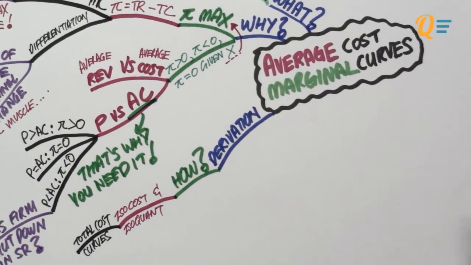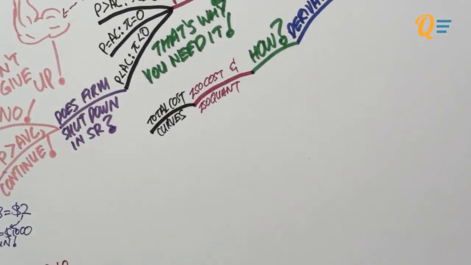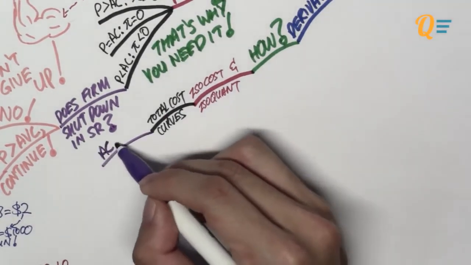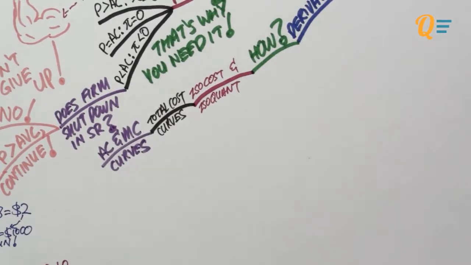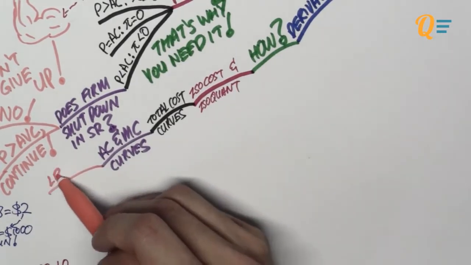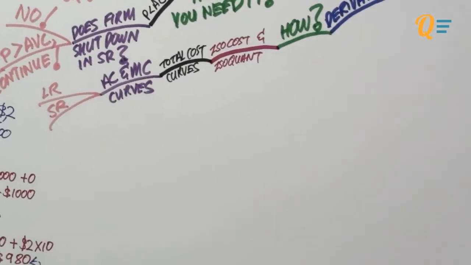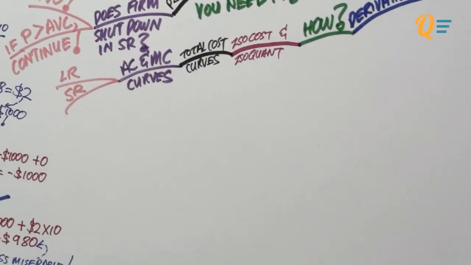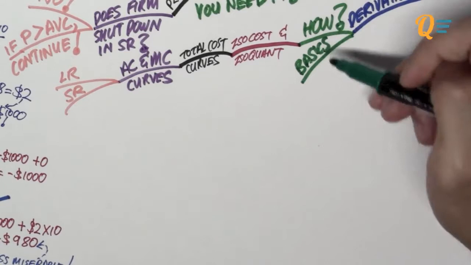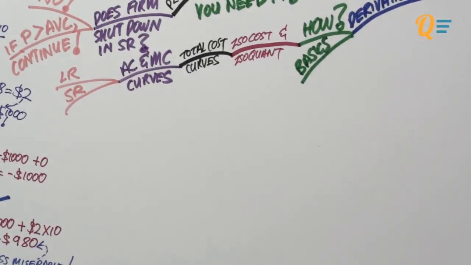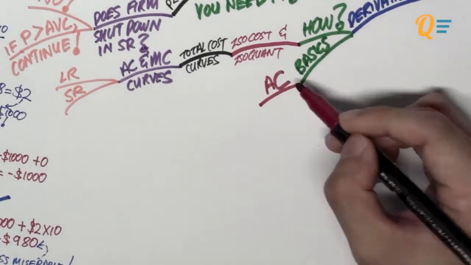Okay, if you don't recall this, please watch the iso-cost, iso-quant video as well as the total cost curve videos. So from the total cost curves, you can actually derive your average cost and your marginal cost curves for both the long run as well as the short run. Okay, now the next thing that I need to go through with you is what are the basics of deriving these two curves. Let's talk about the average cost curve first.